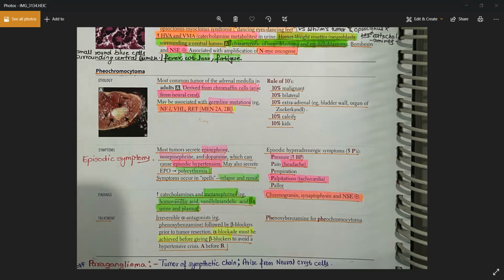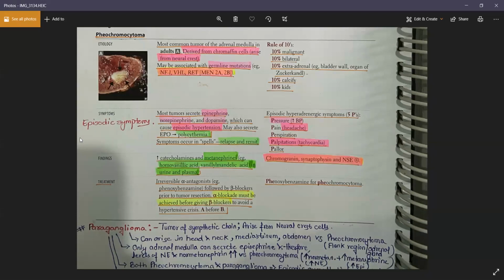Any doubts so far about the symptoms, the cause, and these mutations? I have one question. Even though we have polycythemia here, we can have pallor. Isn't that the opposite? See, whenever you have polycythemia, you have a high viscosity, and whenever you have a high viscosity, the blood flow will be decreased, and because of this decrease in blood flow, you will have pallor also. Okay, thank you. And please remember, the symptoms are always episodic, and this is the most important thing.